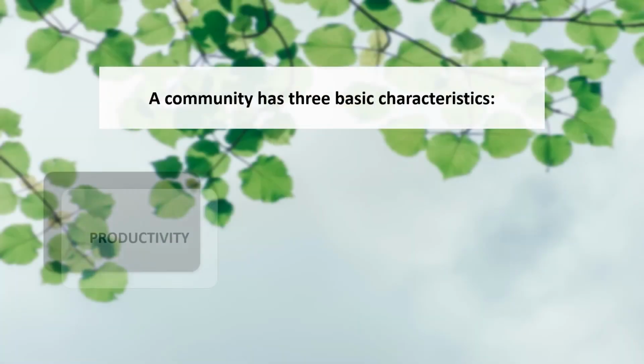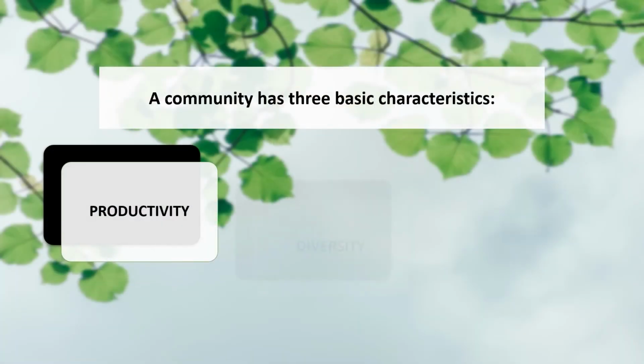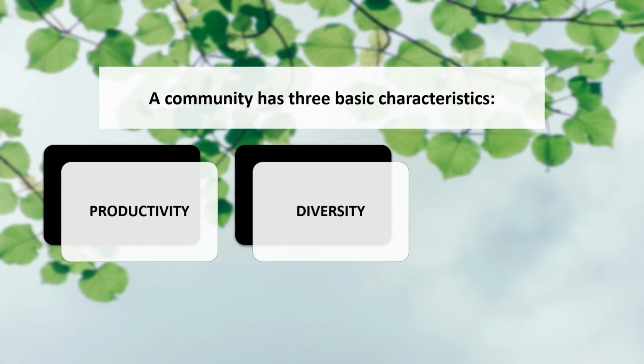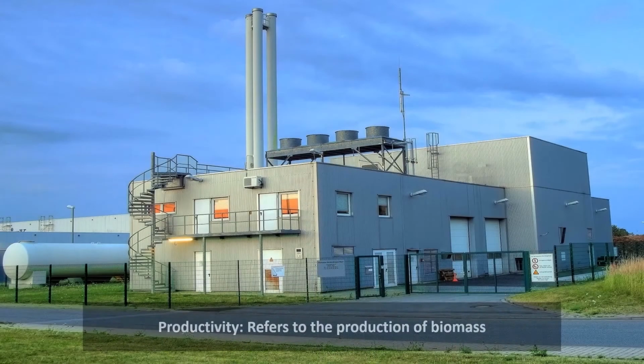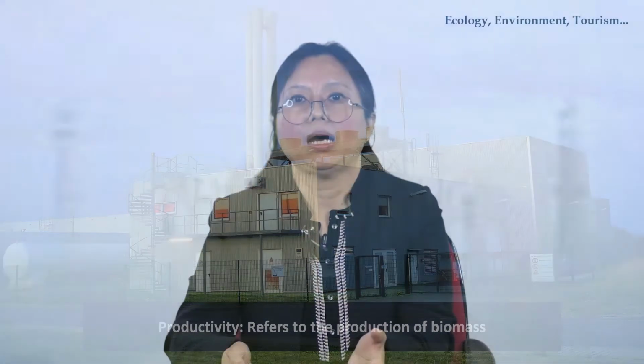So a community has three basic characteristics. One is productivity, the second is diversity, and the third is resilience. Now, what does productivity mean? Productivity refers to the production of the biomass. How much biomass is produced by the community?